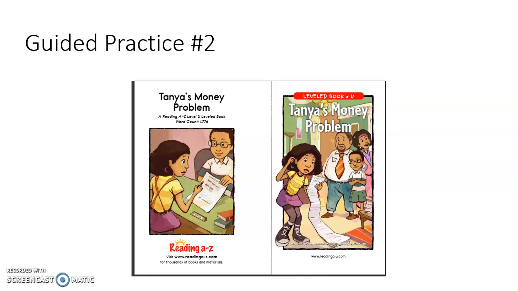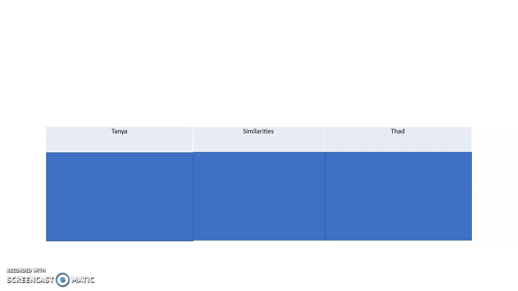The next book we're going to read is Tanya's Money Problems. I'm going to read this book out loud to you, and we are going to be looking for the similarities and differences of Tanya and Thad. So as I read the book, I noticed that Tanya was a money spender. The second she got the money, she spent it. And Thad likes saving his money.